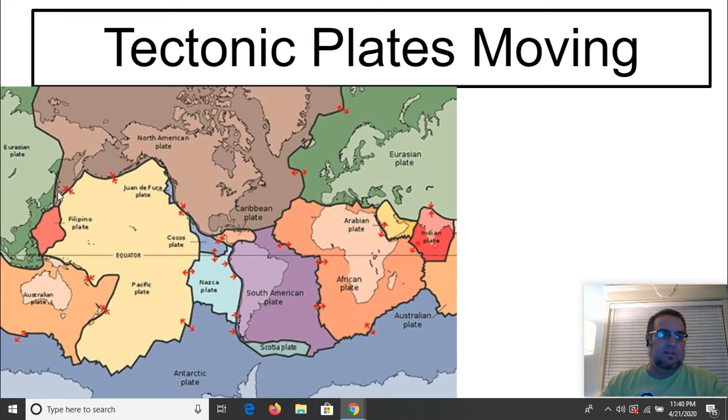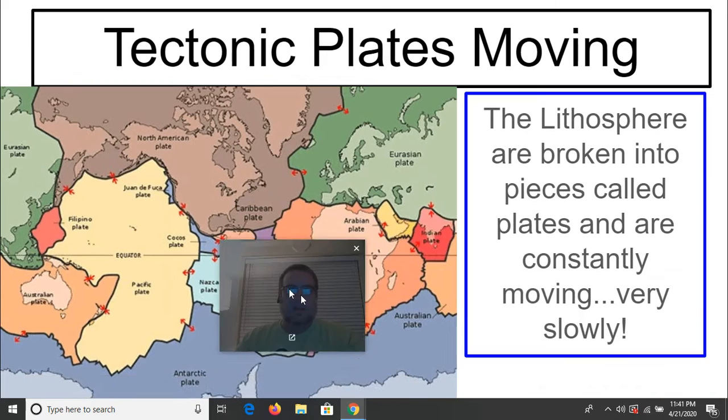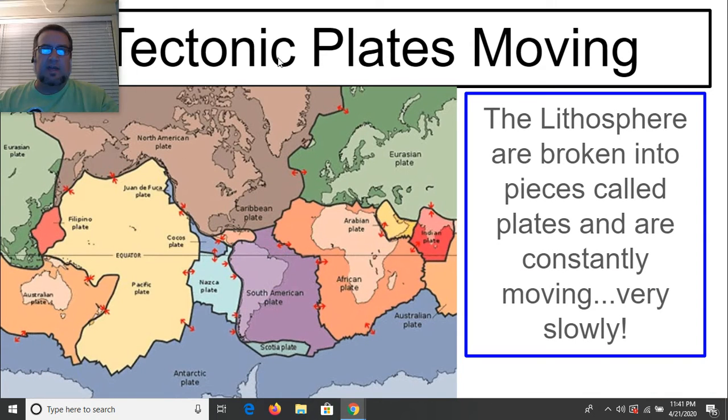And these are just big pieces of the lithosphere, and their movement is happening. So you can see that we are part of the North American plate, which is quite large. Just there we are right here. And they are named after the land that's around them, most of them. Like the Pacific plate is named after the Pacific Ocean because it covers most of the Pacific. All right. And so remember that the lithosphere is broken into pieces called plates, and they are constantly moving.